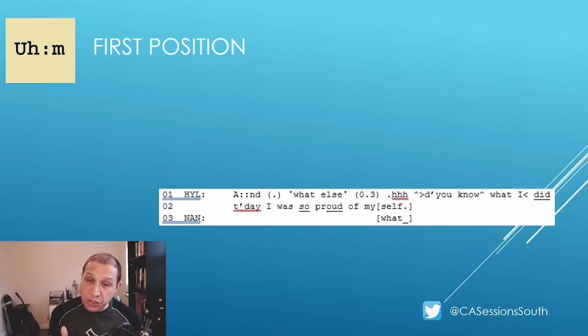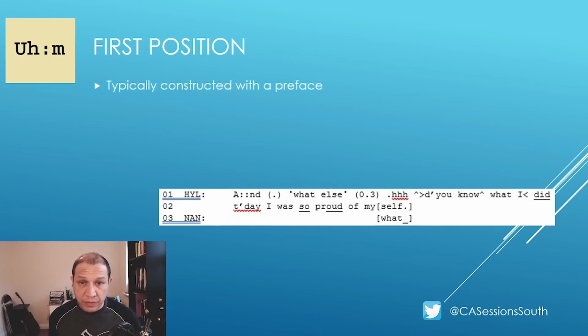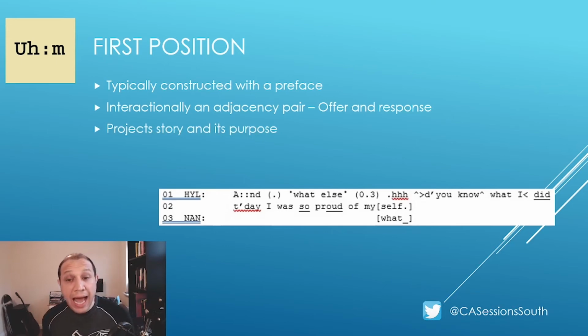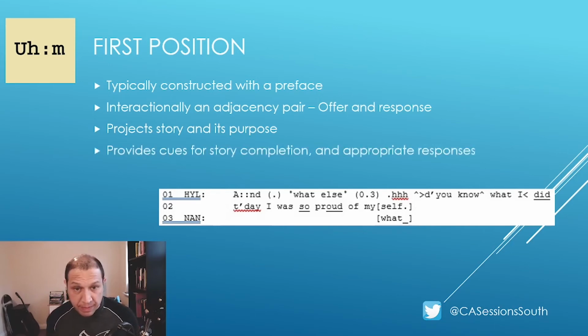Here is an example of a story launch sequence from first position. From first position, stories are typically constructed with a story preface, a prelude to the main narrative. In terms of interaction, these can serve as the first part of an adjacency pair, an offer-response sequence. This initiating action can project both the type of the story and the purpose it serves. It can also provide cues for the story's completion point and an indication of the appropriate responses expected.